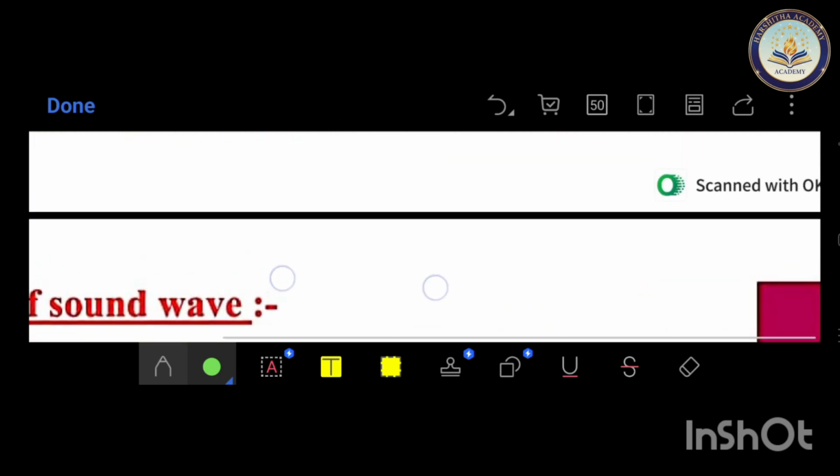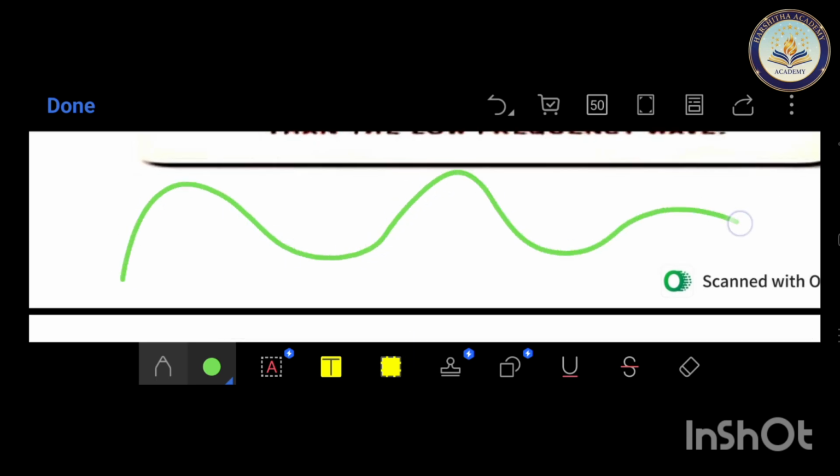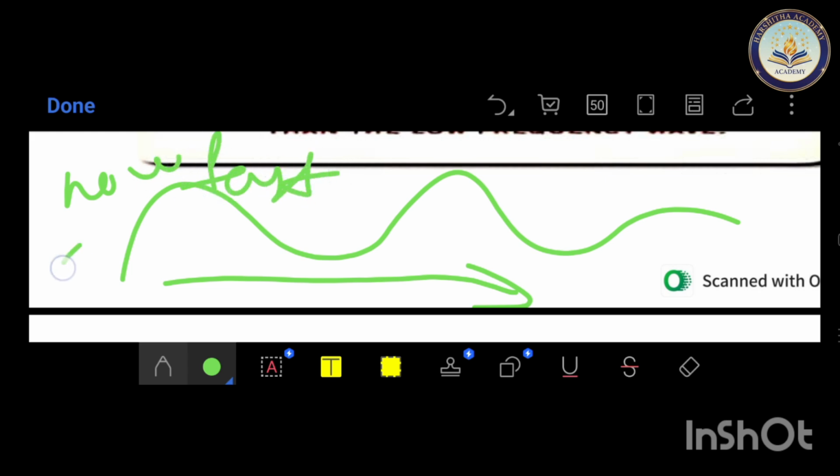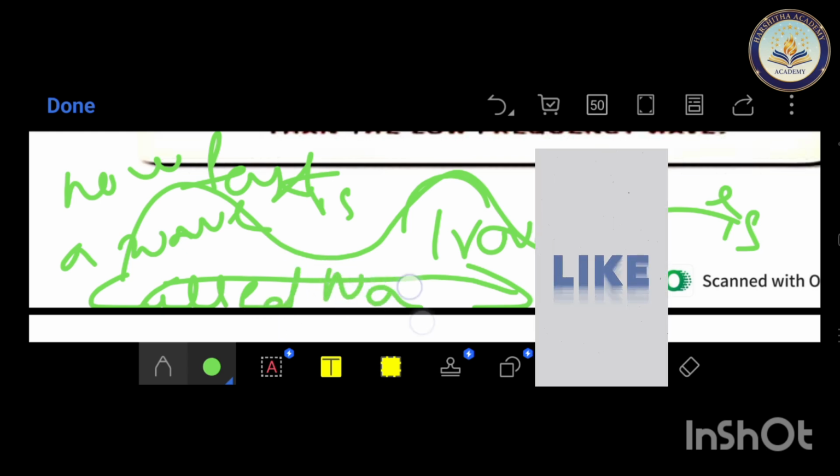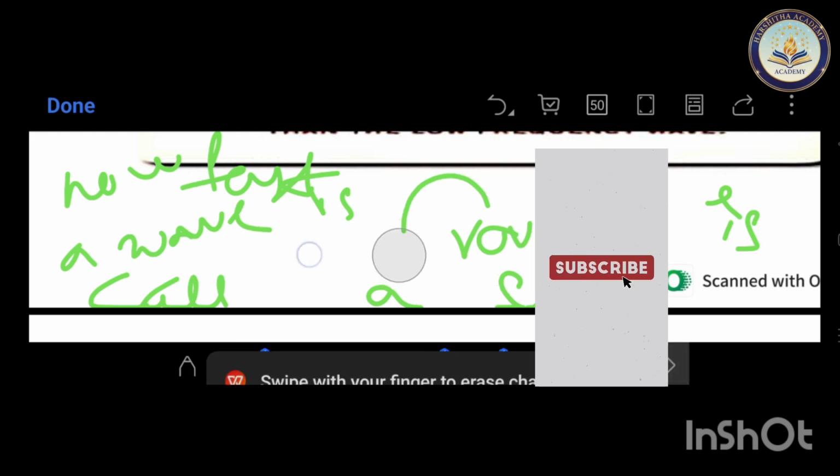Next, wave speed. Wave speed means how fast a wave is traveling. How fast a wave is traveling is what we call wave speed.